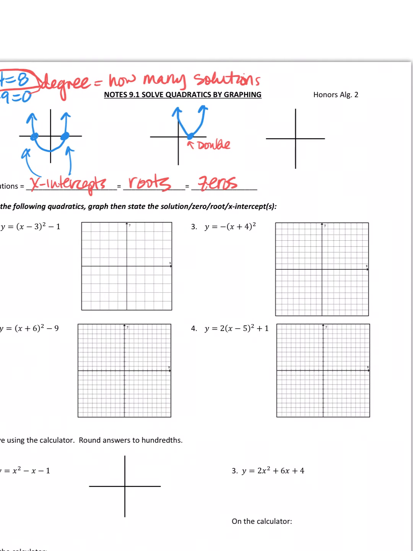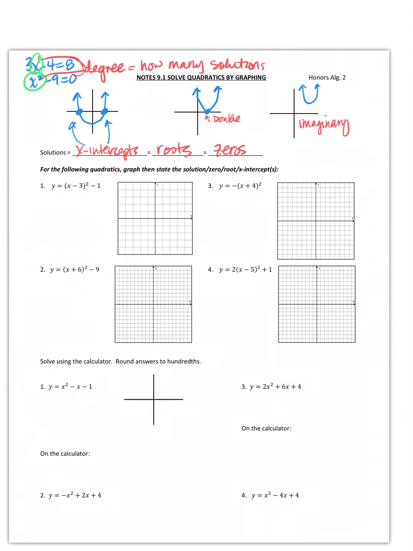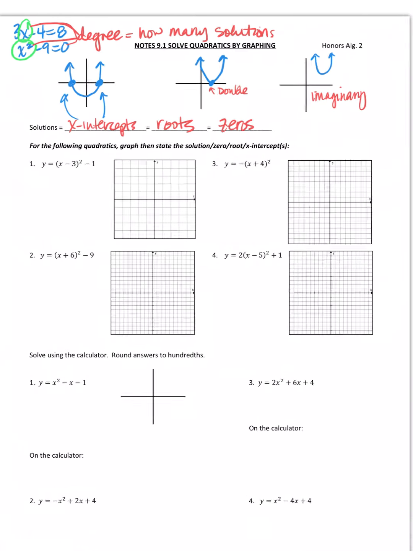But then what if it doesn't touch it at all? Like it's way up here and never ever crosses it. Well, if that's the case, it has solutions. They are just not real. They are imaginary. Imaginary solutions, and that happens. So let's practice doing this and using what we know to find the solutions of these quadratics.